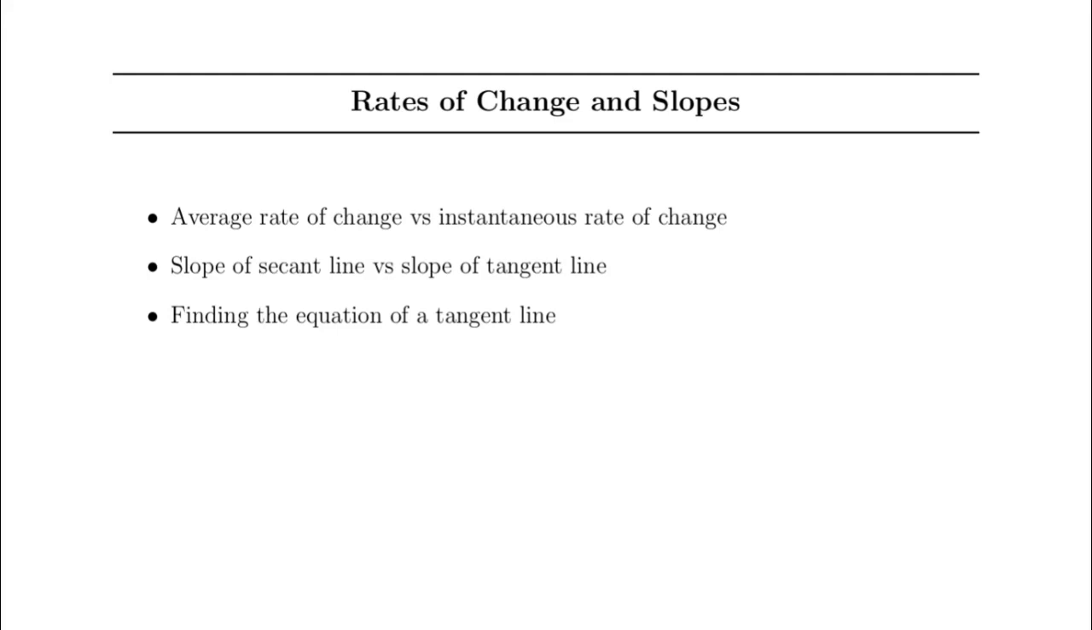So we'll be talking about a slope of a secant line between 2 points on a curve and the slope of a tangent line at 1 point on the curve. And then finally, if we can find the slope of a tangent line, we'll see if we can find the equation of a tangent line right at the end of this video. Let's get this thing going then.